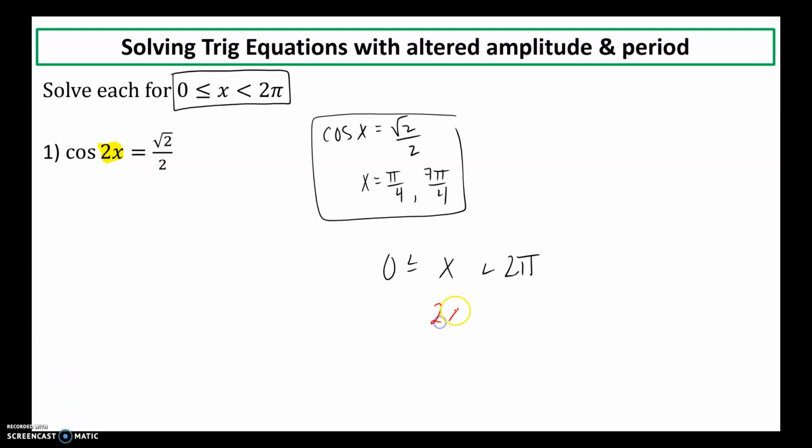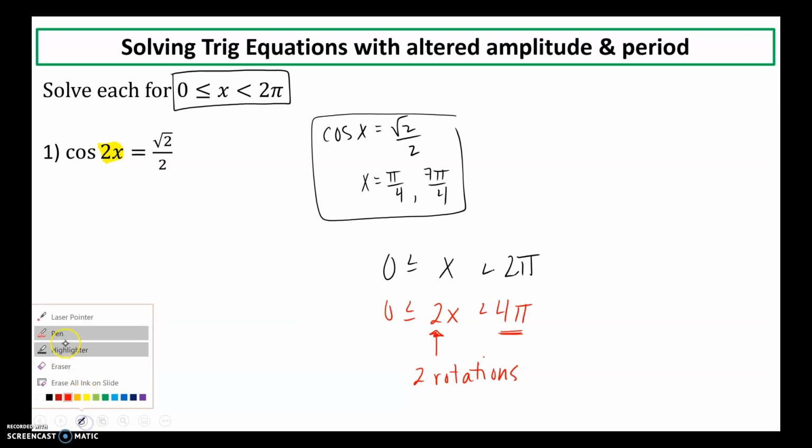So if I multiply my x by 2, I got to multiply everything by 2. So now, in order to get all the values that satisfy this function, cosine of 2x, I have to look all the way to 4 pi. I have to take 2 rotations around the unit circle. Okay, that's what the value of b represents. It represents how many times I'm rotating around the unit circle. So how does that change our answer? Well, we're going to have twice as many.